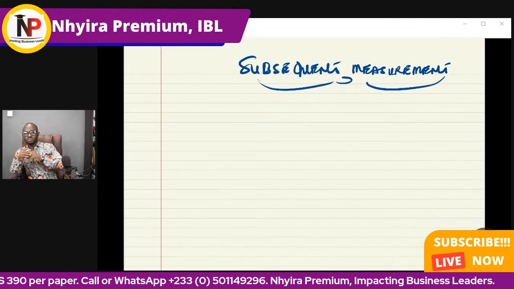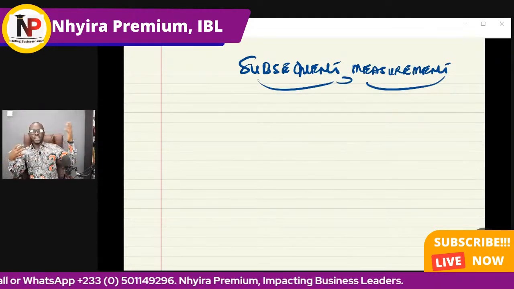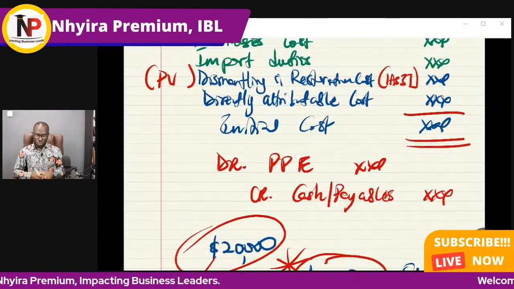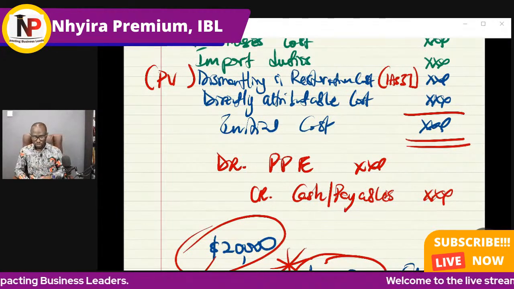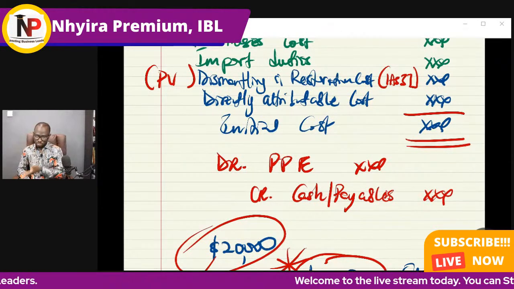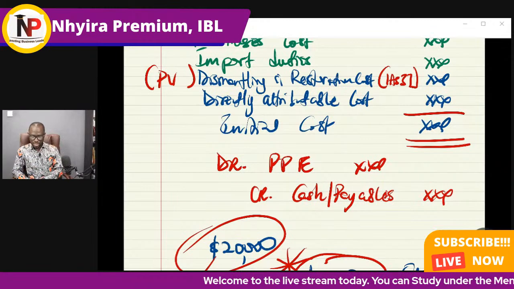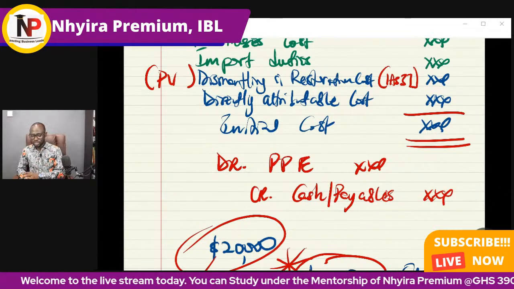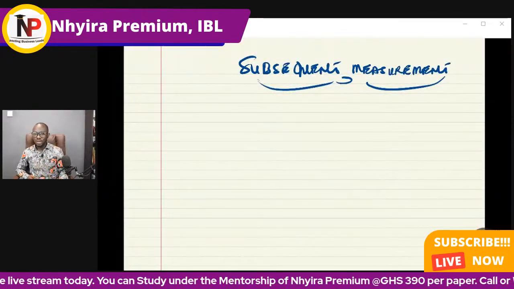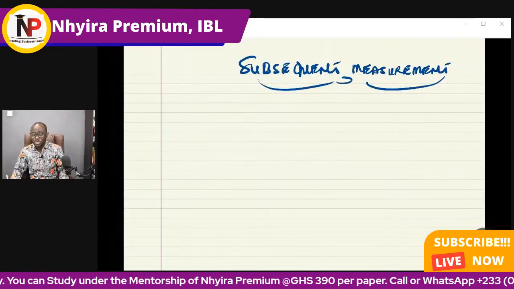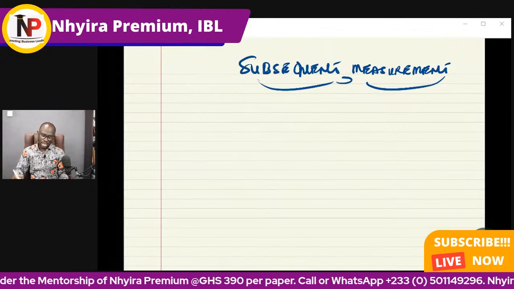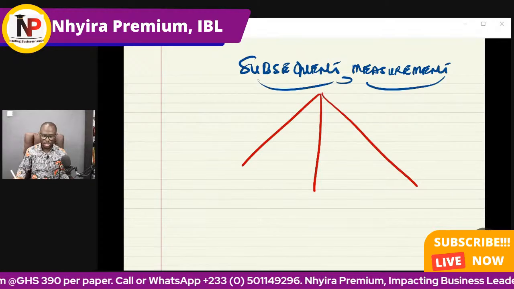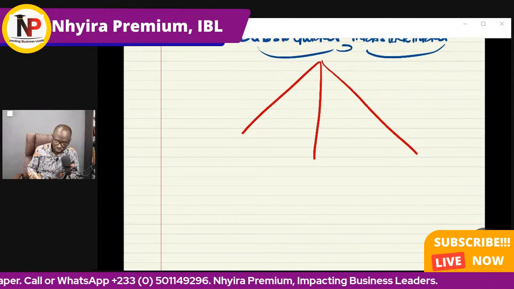Subsequent measurement. After the initial recognition, remember the double entry I told you: we debit property, plant, and equipment, then we credit cash/payables. Now, on subsequent measurements, we got to depreciate the asset. And there are a couple of methods of depreciation that we need to know about.